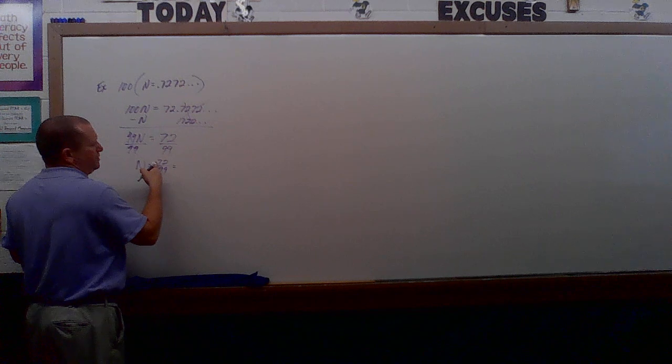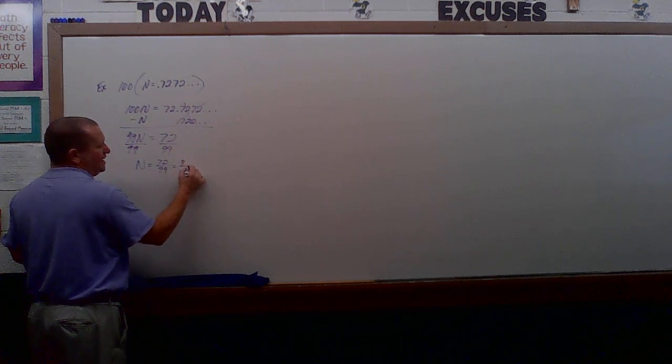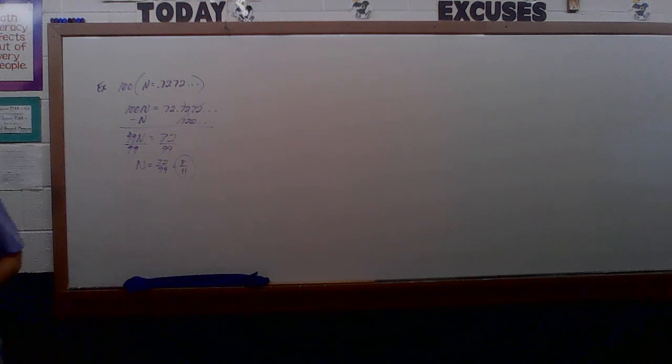So 72 divided by 9? 8. 99 divided by 9? 11. We get the fraction 8 over 11. I did this wrong every time I did this. So now I figured it out. Now you got it? Yeah. Perfect. Good thing we reviewed that.